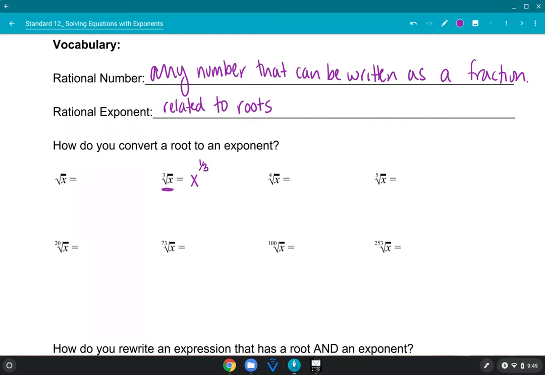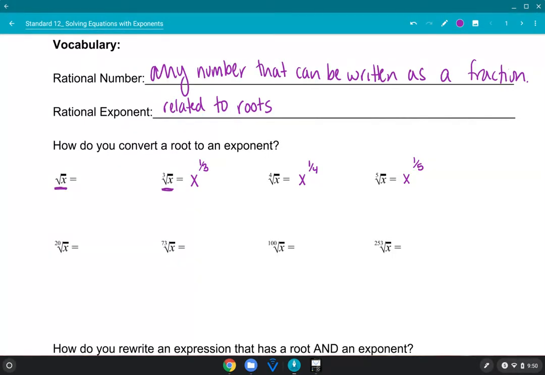Okay, so when you have a fraction exponent, the number on the bottom is a root. So for example, the fourth root of x would be x to the 1/4. The fifth root of x is equal to x to the 1/5. Now let's go back to this guy here.